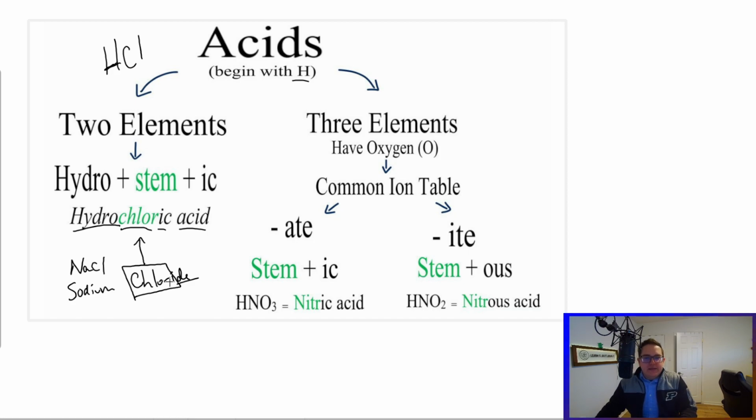All right. If they have three elements, usually one of those extra elements is going to be an oxygen or involving an oxygen. You're going to need your polyatomic list.